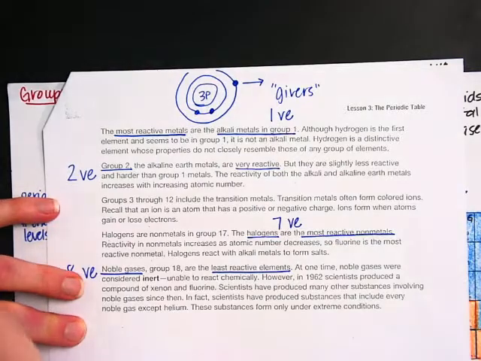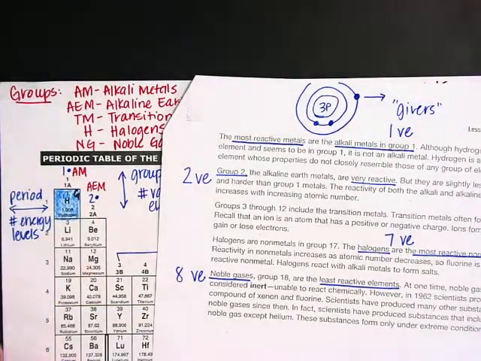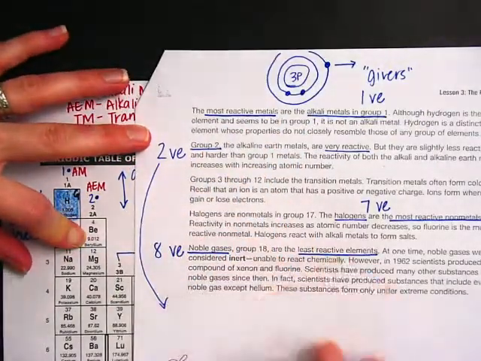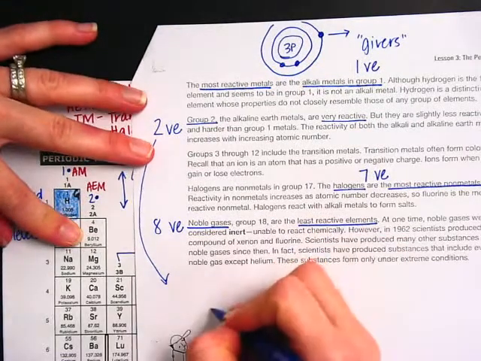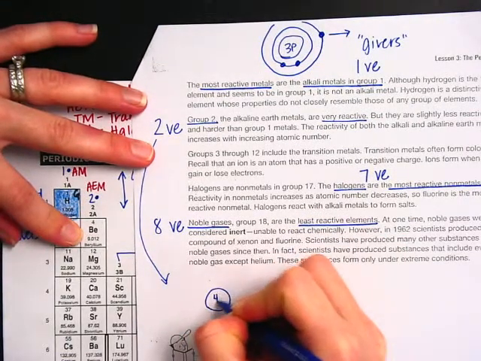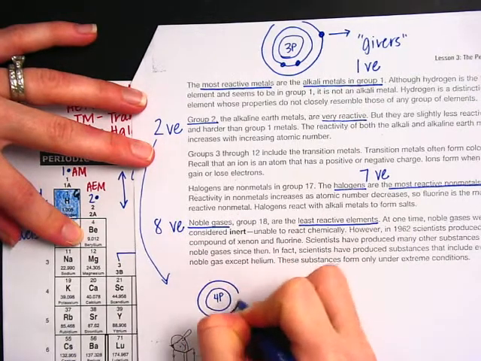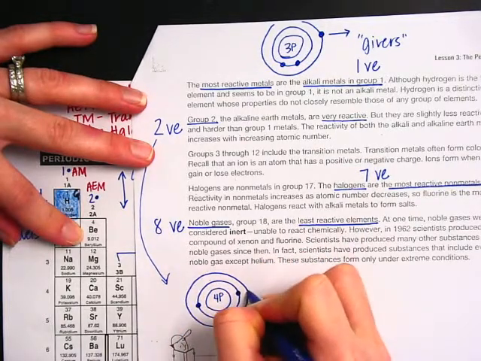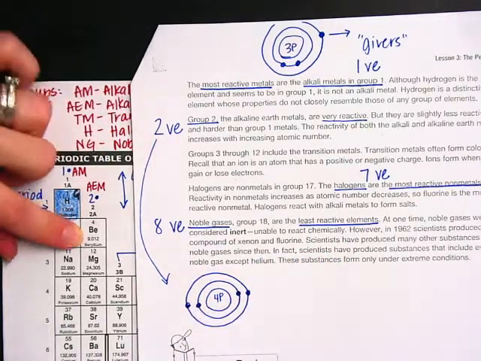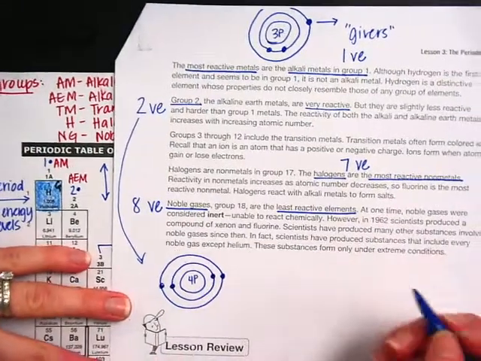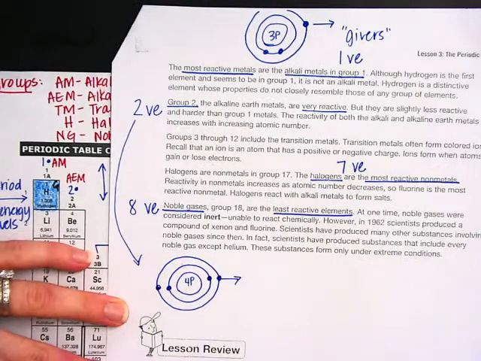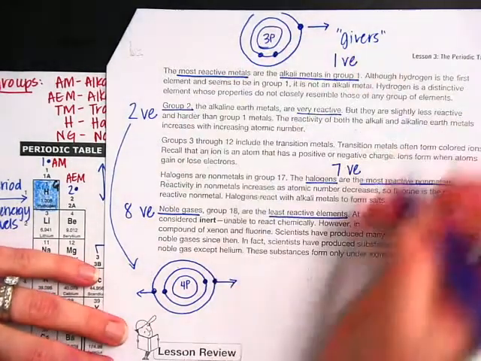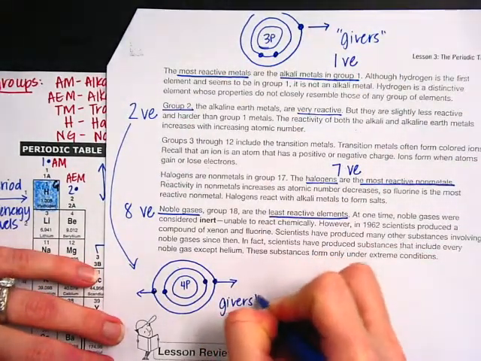So if I was going to draw someone in group 2, I'm going to draw beryllium, this first one. And I'm going to draw it down here where I have more space. Beryllium would have 4 protons and 4 electrons. So I'm going to have 2 in my first level, and how many in my second level? 2. Can they easily give away an electron? They would have to give away 2 of them, right? So they are also called givers. They give away those 2.